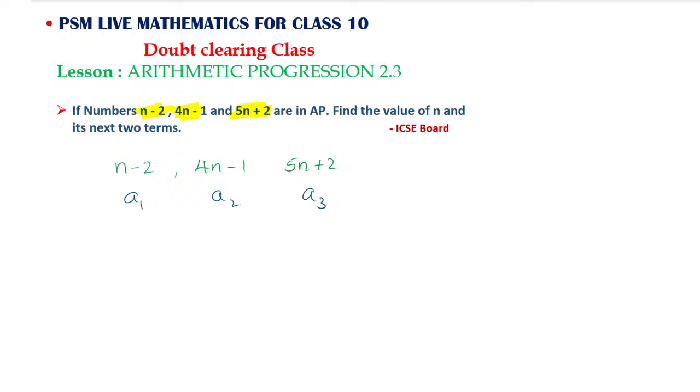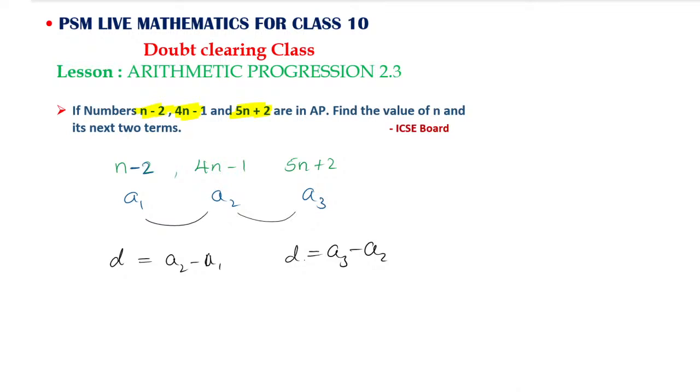How many of you came for the morning class? In the morning I started the AP lesson for the class 10 students. I told them that when you are finding a value and it is given in AP, something will be equal. What will be equal here? The difference between the terms, because AP means the common difference D must be equal. So D is A2 minus A1, and similarly D is A3 minus A2, so they will be equal, and we can compare these two and solve this problem.